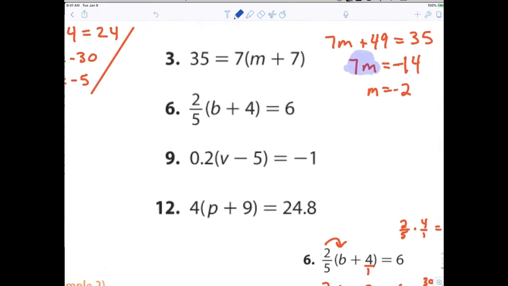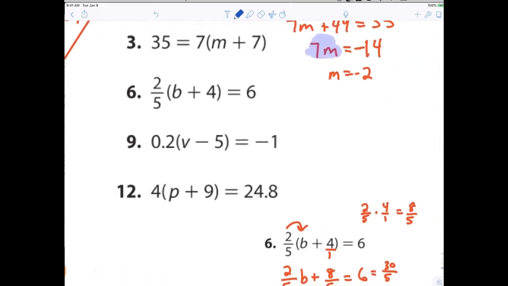So let's look at number 3. What can I do on number 3, guys? Divide by 7. So now I have 5 equals m plus 7. Now what? Minus 7. So what's 5 minus 7? Does everybody agree? Look how simple that is. Is that nice, guys? I like that.